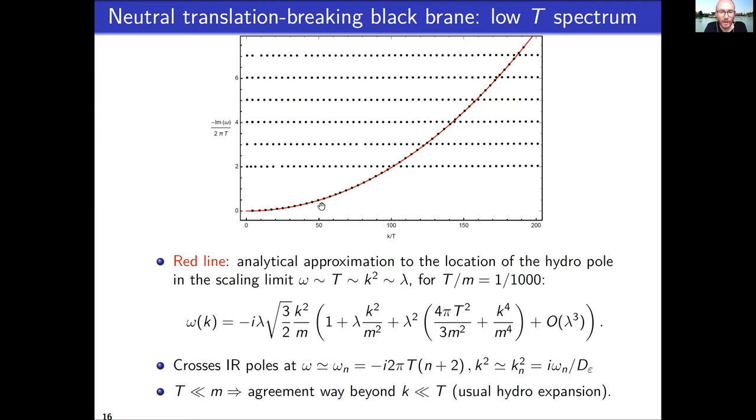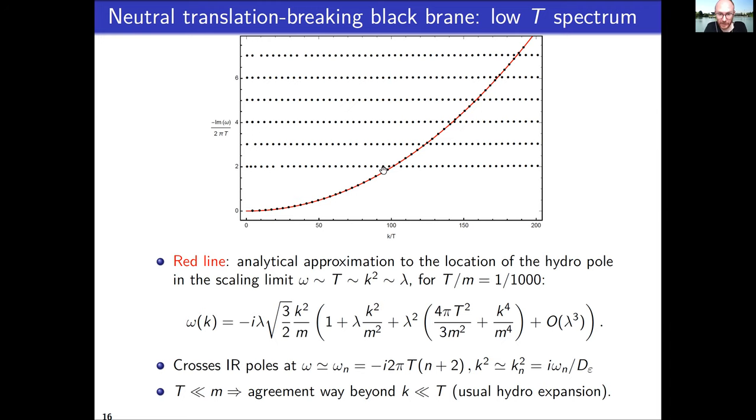And this is what I've plotted in red. And so you see that not only does it work very well at low k, as we might have expected, it also continues to work all the way to the first crossing with one of the gap poles and even beyond, which is pretty remarkable. And moreover, that is going to be pretty much suppressed compared to this. So you can forget about it.